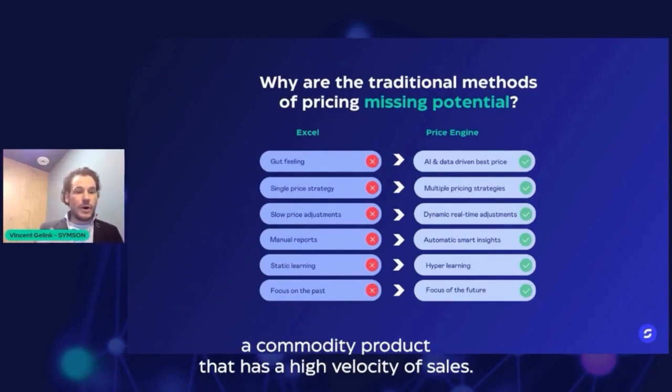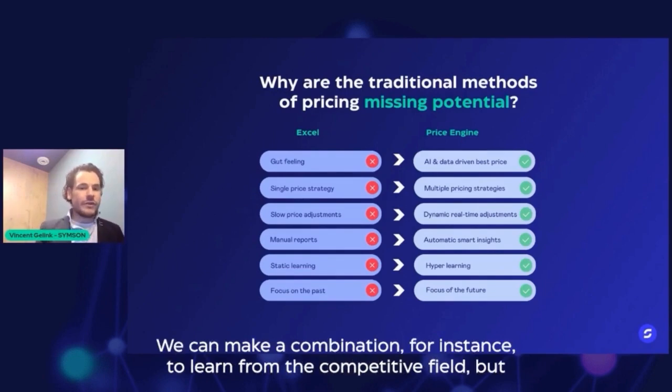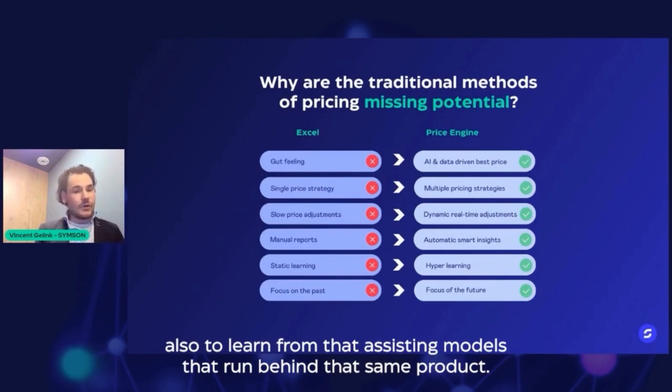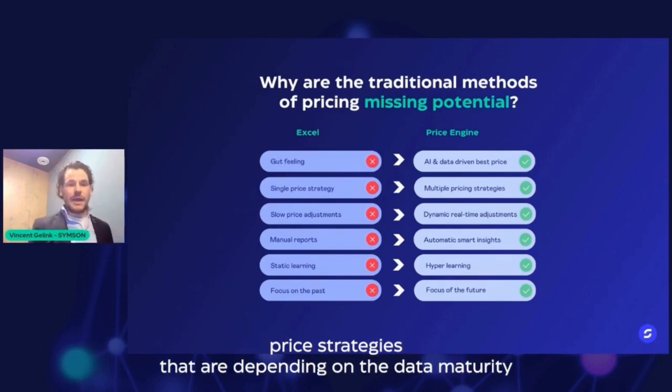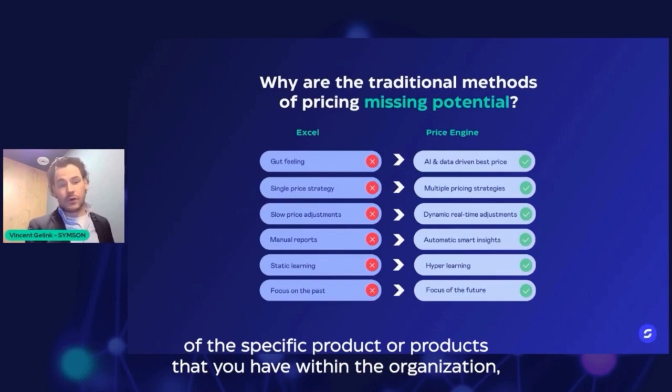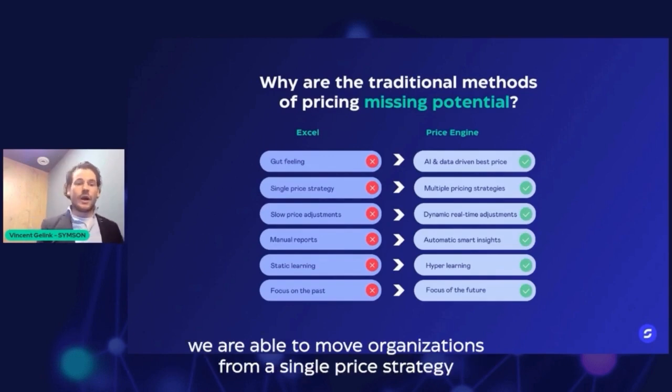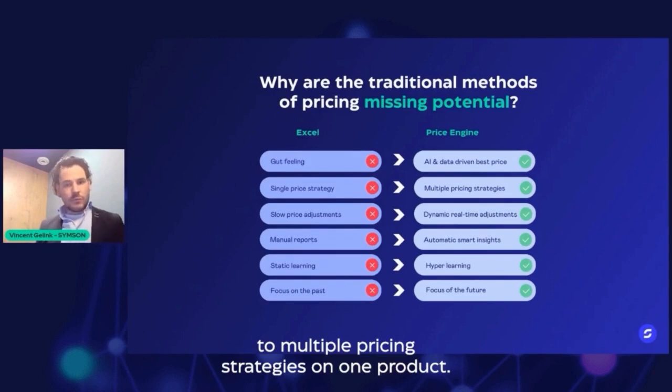But if it's more a commodity product that has a high velocity of sales, we can make a combination, for instance, to learn from the competitive field, but also to learn from the elasticity models that run behind that same product. So taking into consideration multiple price strategies that depend on the data maturity of that specific product, or products that you have within the organization, we are able to move organizations from a single price strategy to multiple pricing strategies on one product.